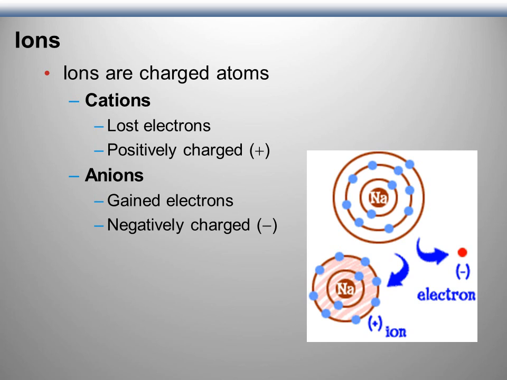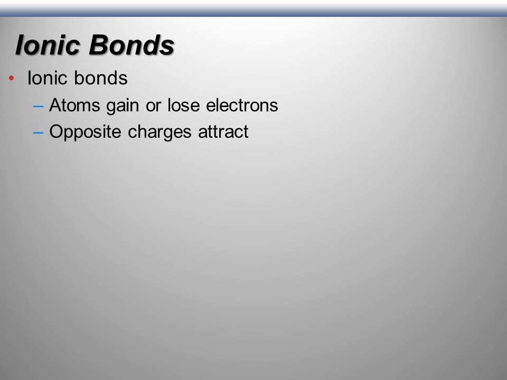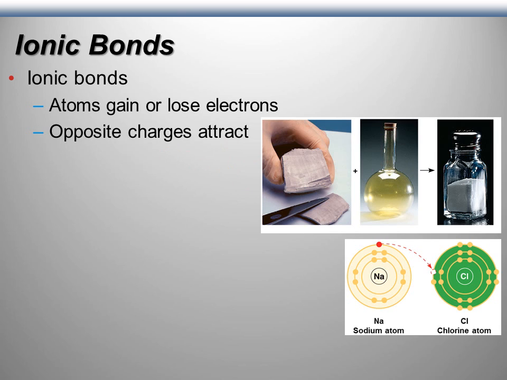So they're charged atoms, cations and anions. I won't spend too much time there. It's just review. One aspect of ions is the formation of ionic bonds. When these atoms gain or lose electrons, they gain or lose charge. That means that opposite charges will attract. So if you have a positive cation over here and a negative anion over here, they're going to want to move together. Here's some common ones.